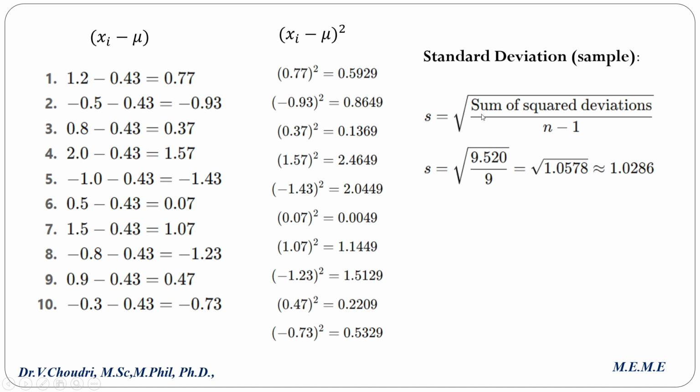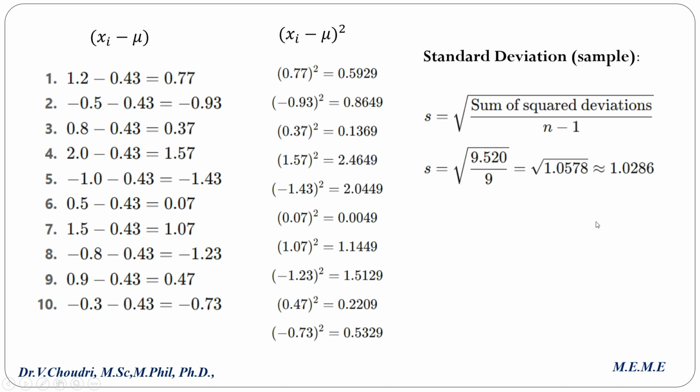The sum of the squared deviations is 9.520, divided by 10 minus 1, which is 9. What is the answer? The variance is 1.0578. After taking the square root, the standard deviation is 1.0286. So first I collected 10 days of data, then I found the mean, then, not being satisfied, I found the variance and standard deviation across every day. The standard deviation of 1.0286 is also reasonable.